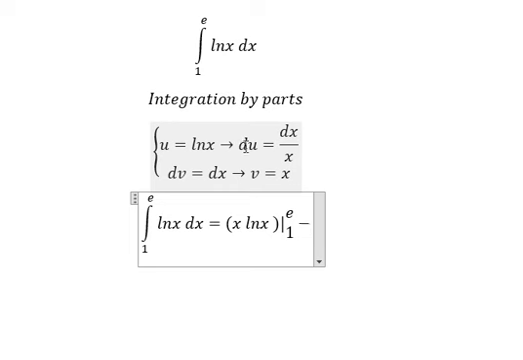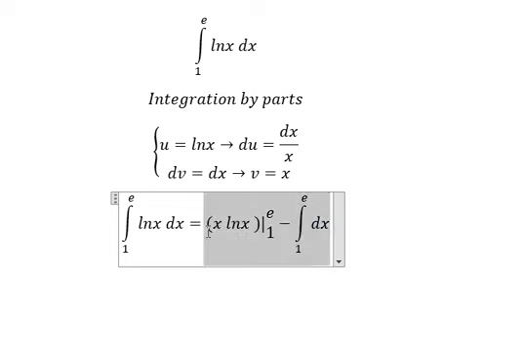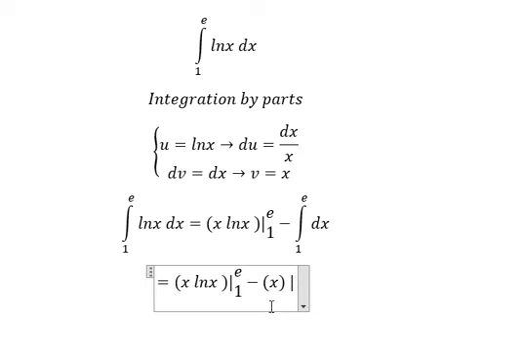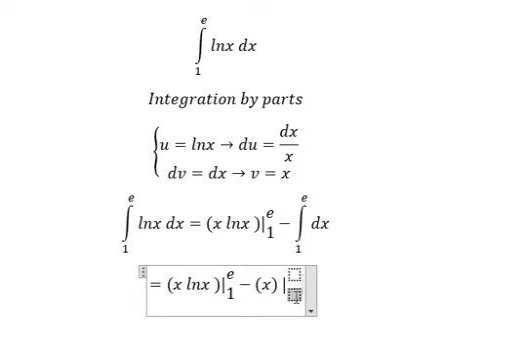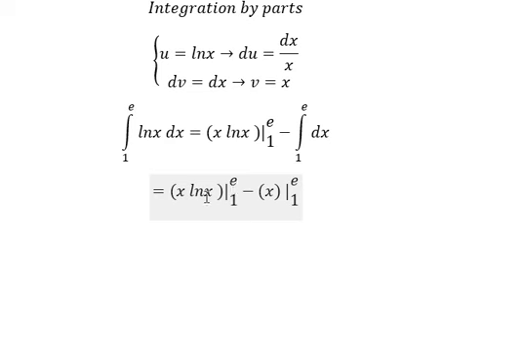Minus, we have u multiplied by v, so 1 over x times x, we have 1, and now we have the integration from 1 to e of 1 dx. The integration of 1, we have x, and we put the bounds from 1 to e. So I will put this one here, and we have it like this.